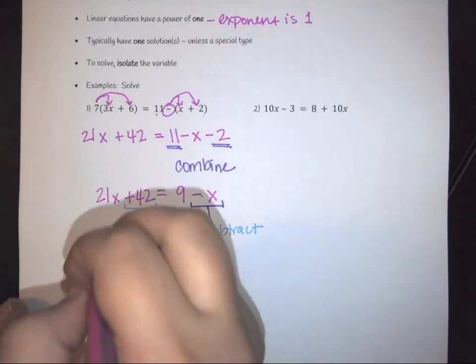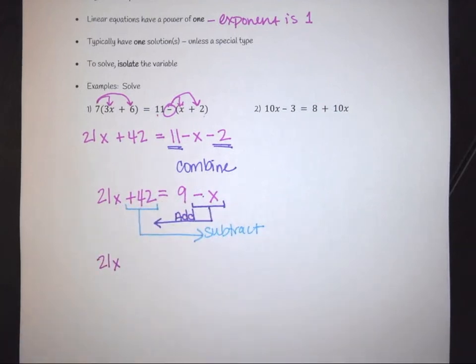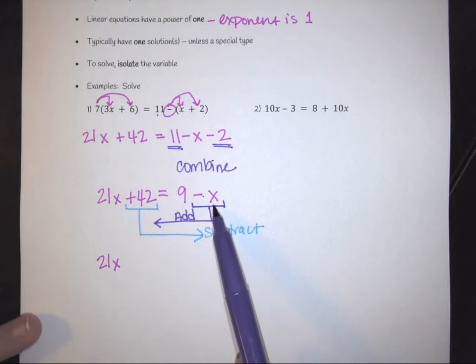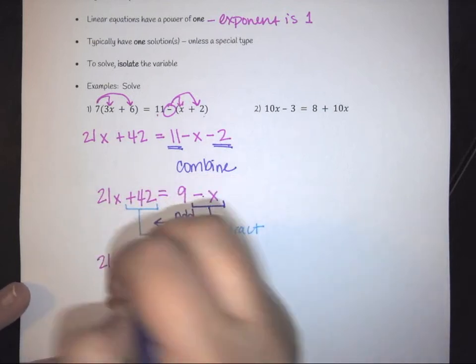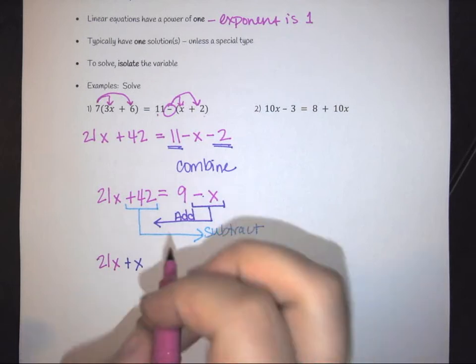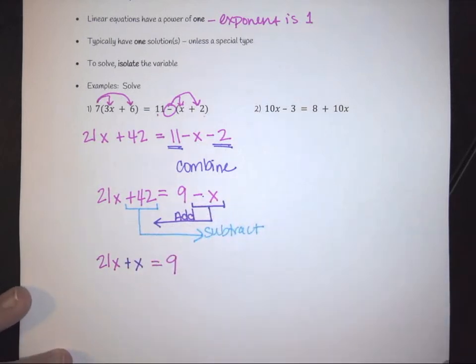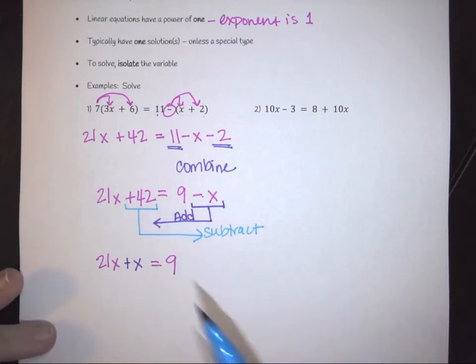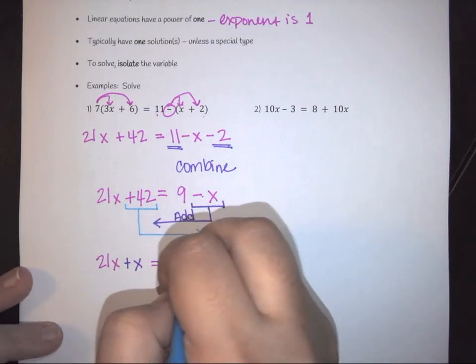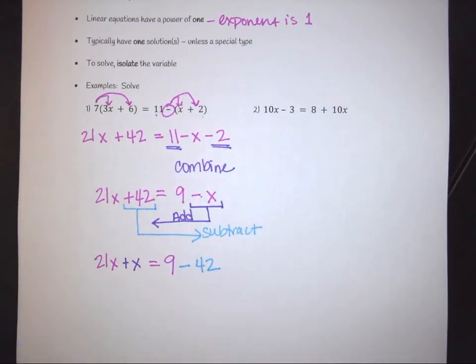So I had a 21x to start with. I have to move my x by adding, so I'm going to add my x over on the left side. And then if I look at the right, I had a 9 to start with. I have to move my 42 over by subtraction, so I'm going to subtract my 42, and thus I have my equation totally set up.